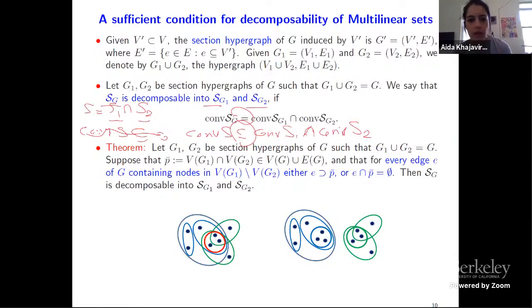Now, what I'm going to do here is give you a sufficient condition under which I can say that a multilinear set is decomposable to simpler sets. So once you have that condition, you can first decompose the hypergraph, and then characterize the convex hulls of those simpler subsets. This is the technique we are going to use. Now, to give you this sufficient condition, unfortunately, there's a little bit of terminology I should remind you. I remind you of that, and then I can parse this theorem.